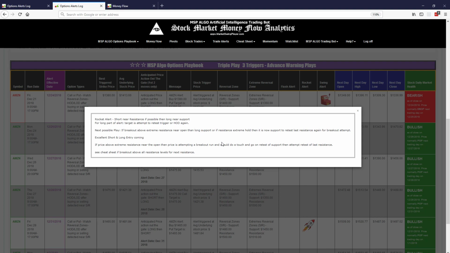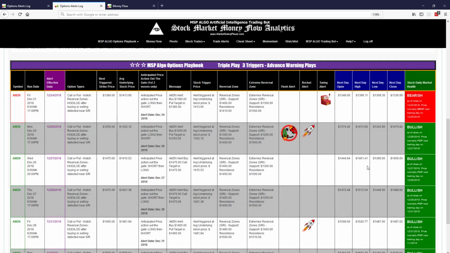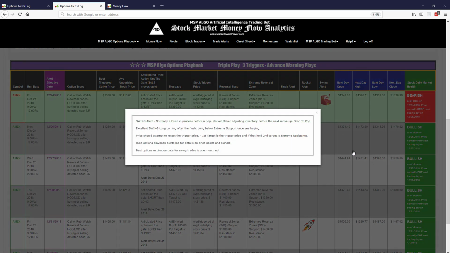And sometimes with these rocket alerts, if the market is chopping, and that means ranging, it'll creep to support and then rocket back to resistance and wash, rinse, repeat. So that's a nice alert to have. Okay. So we discussed the flush alert and the rocket alert, and what we're going to discuss today is the swing alert.